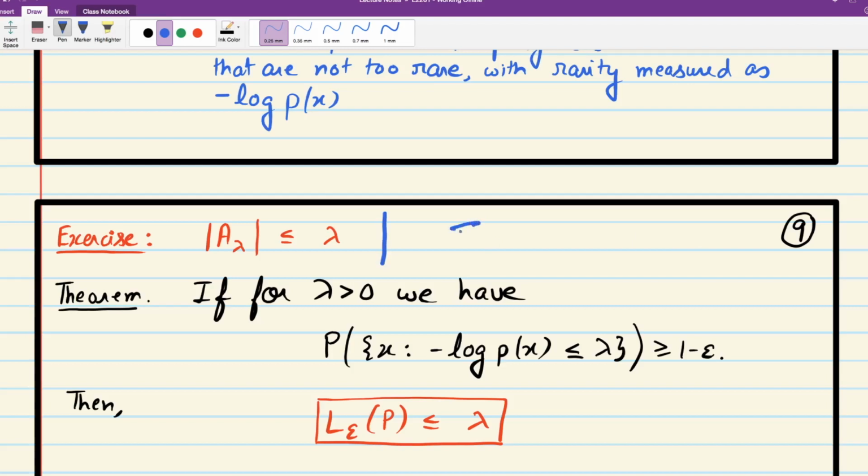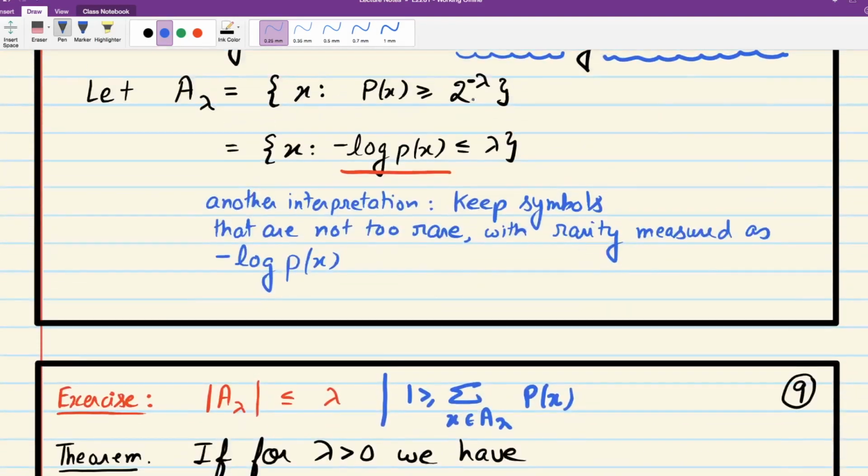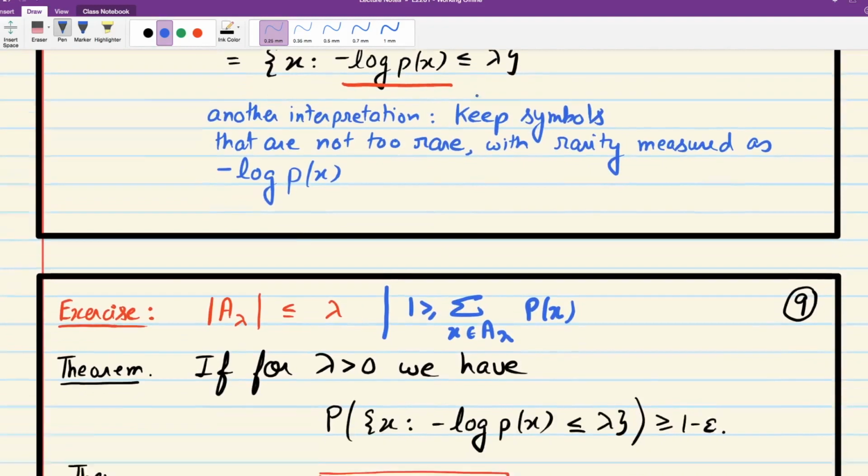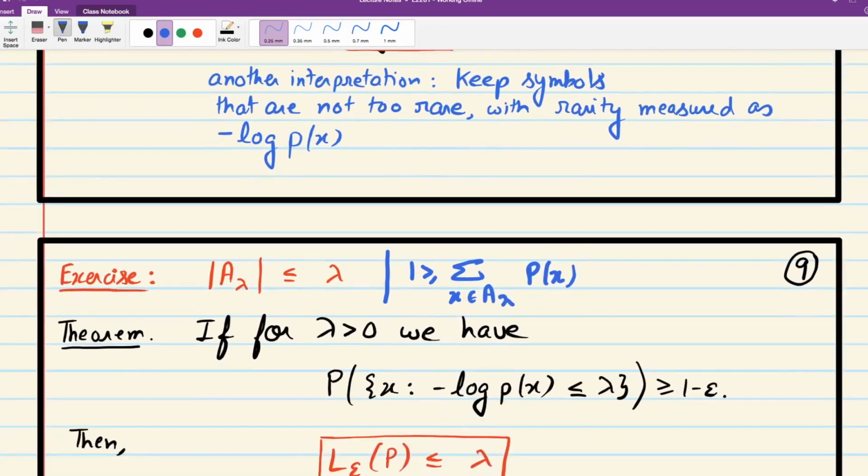So if you look at all the symbols x in A lambda and add their probability, that probability cannot exceed 1 because the sum of probabilities of the entire set is 1. Right? That probability cannot exceed 1. But the probability of each symbol here was at least 2 to the power minus lambda. Remember, that was our definition for A lambda, symbols with probability greater than 2 to the power minus lambda. So you substitute that lower bound on each of these quantities. So this sum here, each term is greater than 2 to the power minus lambda.